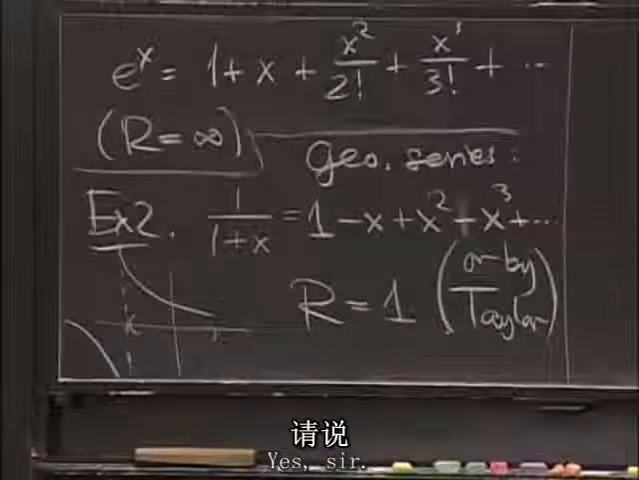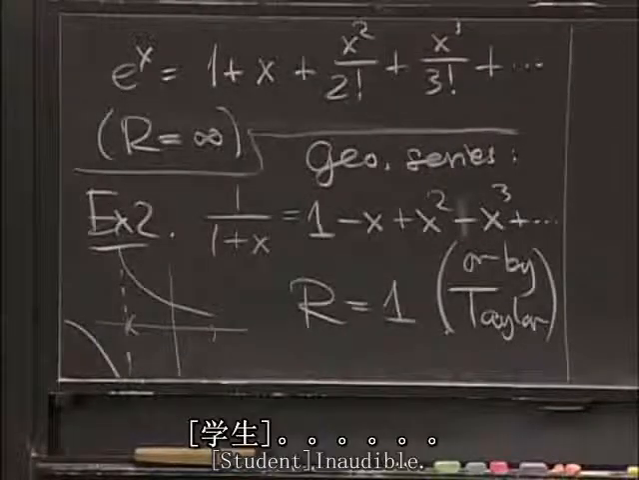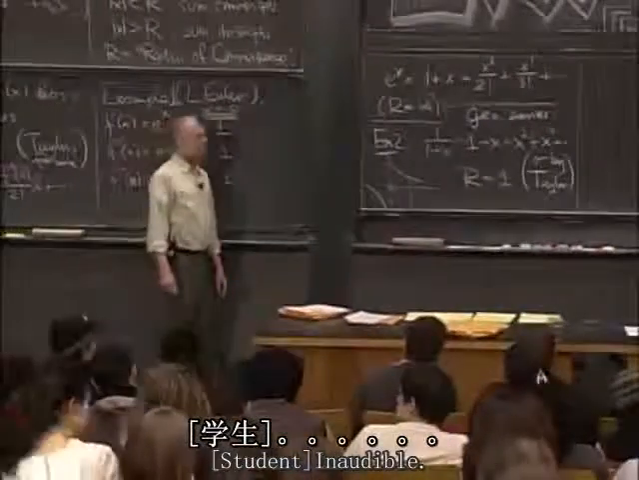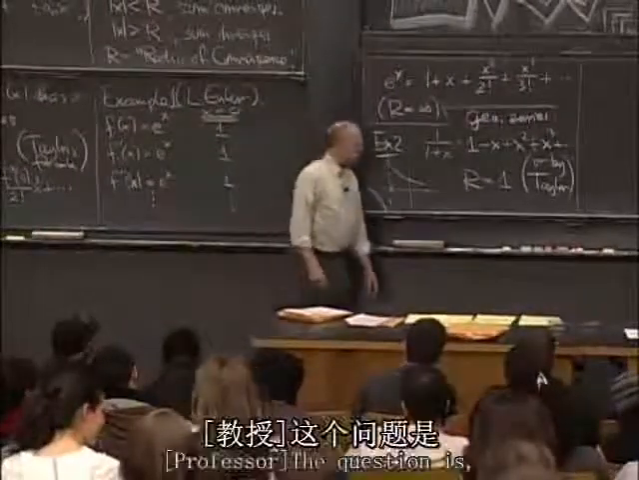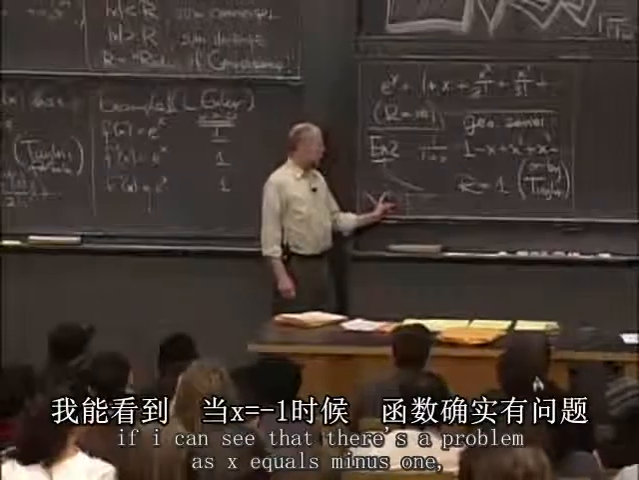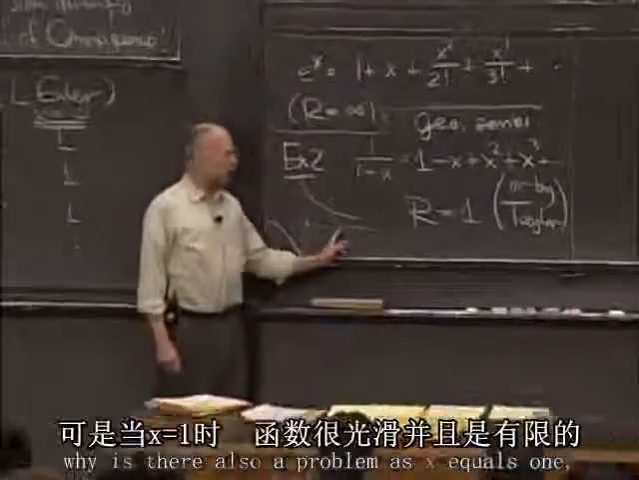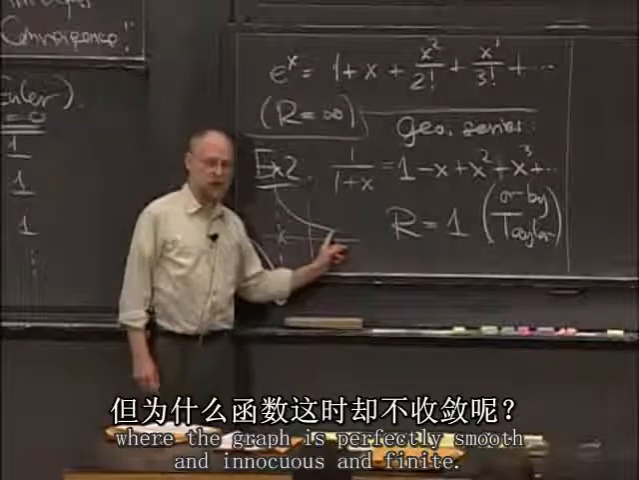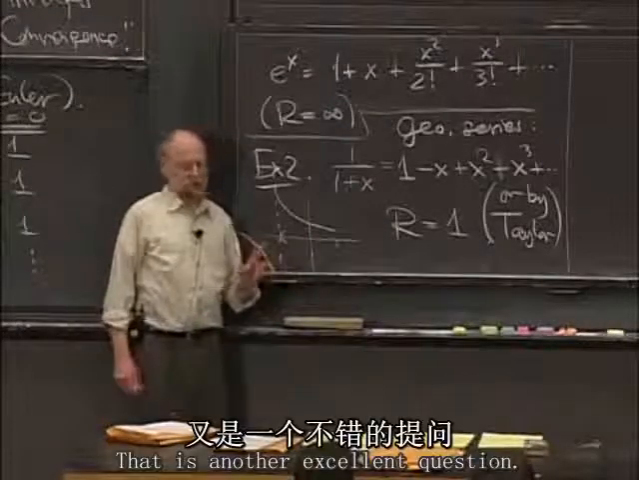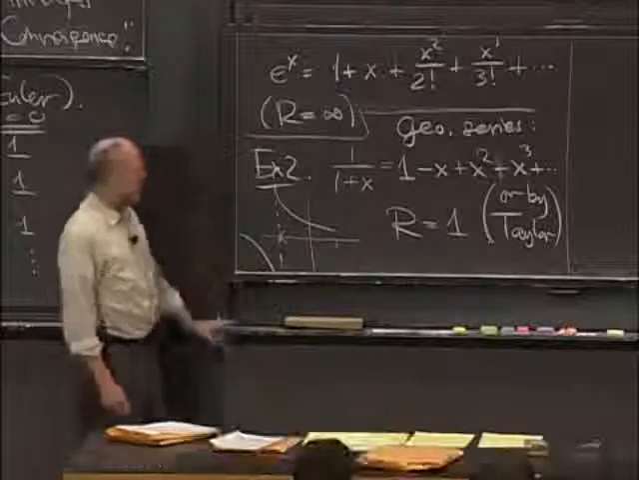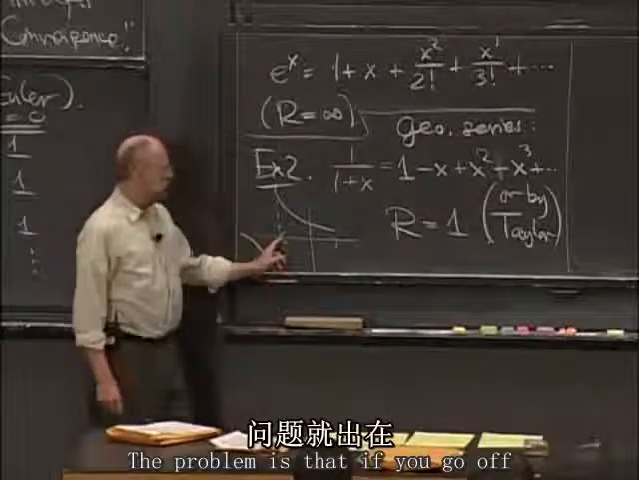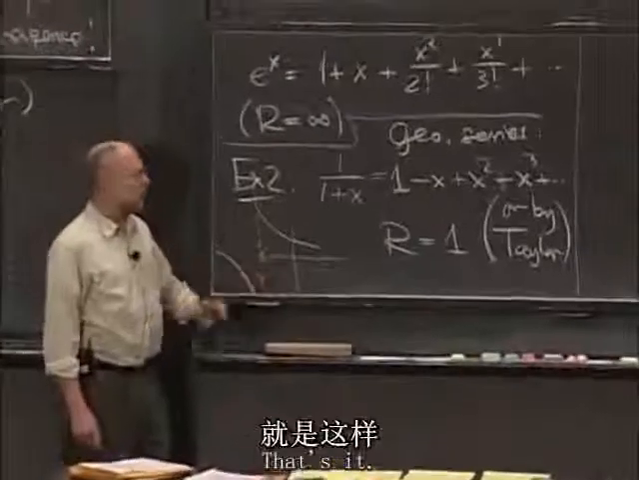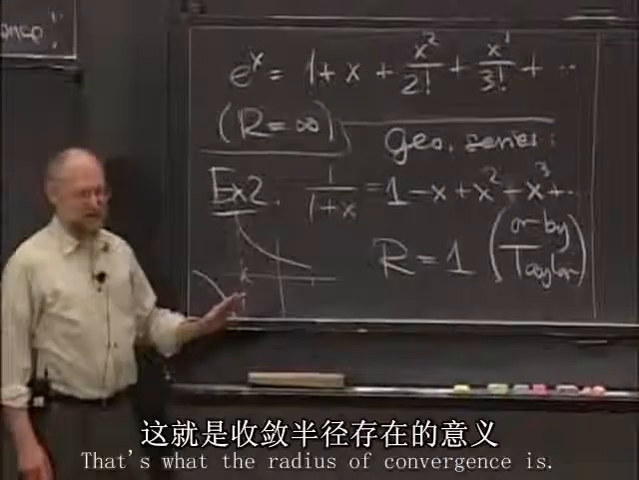Yes, sir? The radius of convergence, I see that if you do minus 1, it'll blow up. If you put in 1, though, it seems like it would be fine. The question is, I can see that there's a problem at x equals minus 1. Why is there also a problem at x equals 1 where the graph is perfectly smooth and innocuous and finite? That's another excellent question. The problem is that if you go off to a radius of 1 in any direction and there's a problem, that's it. That's what the radius of convergence is.